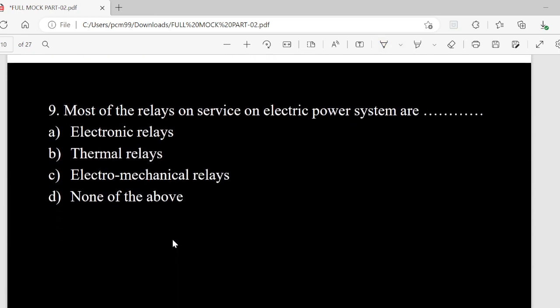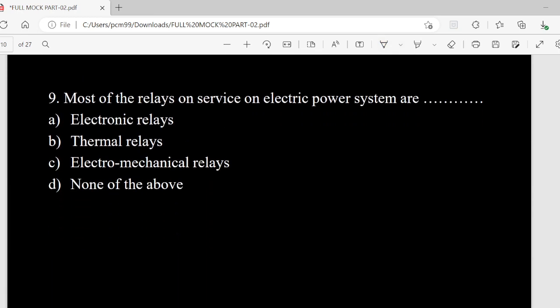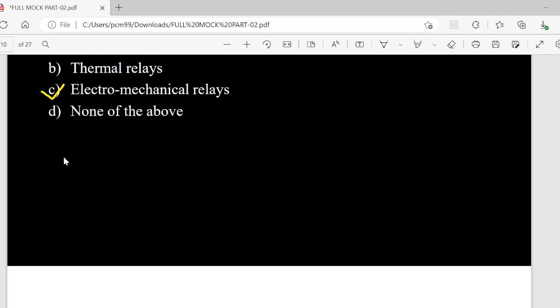Next. Question number 9. Most of the relays used in an electric power system are option A, electronic relays; option B, thermal relays; option C, electromechanical relays; and option D, none of the above. Most of the relays used in the electric power system are option C, electromechanical relays. Next.